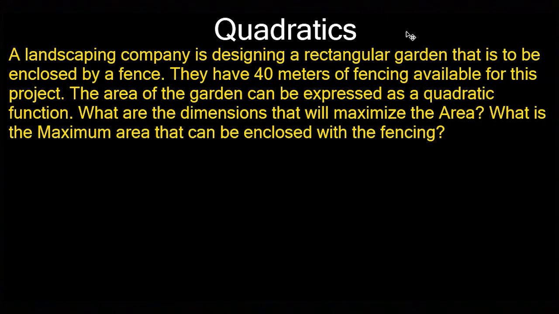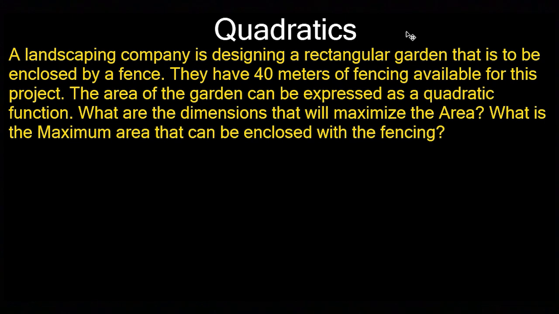Okay, so in this video here, we have a quadratic word problem. So let's go ahead and read it, and then we'll talk about how we're going to set up this problem. It says a landscaping company is designing a rectangular garden that is to be enclosed by a fence. They have 40 meters of fencing available for this project.